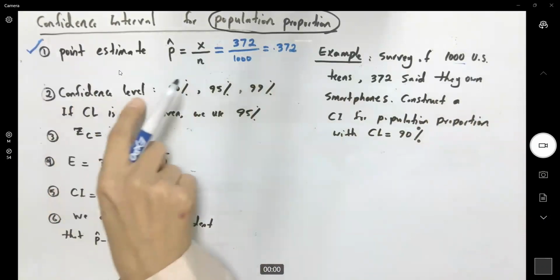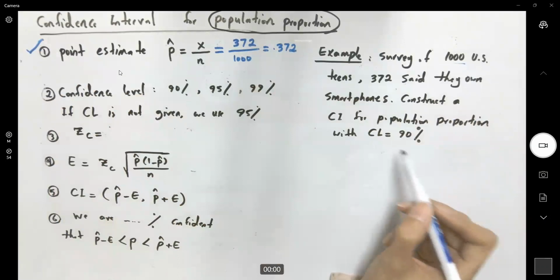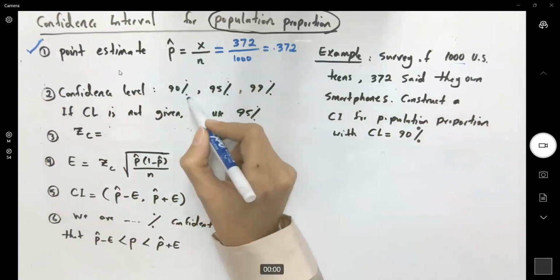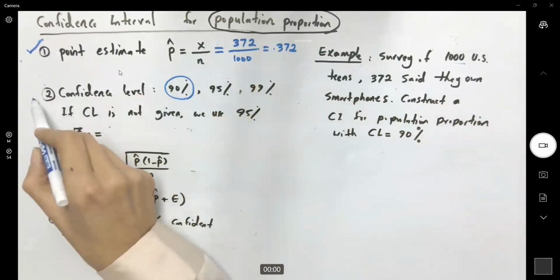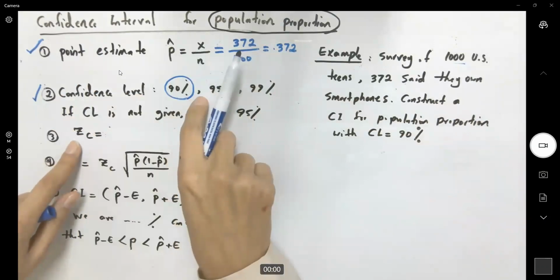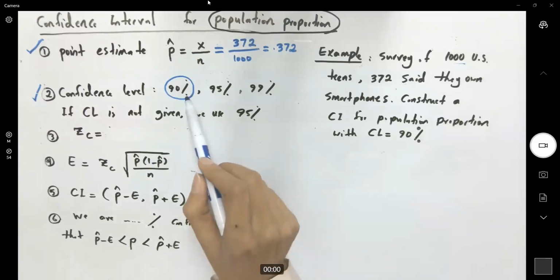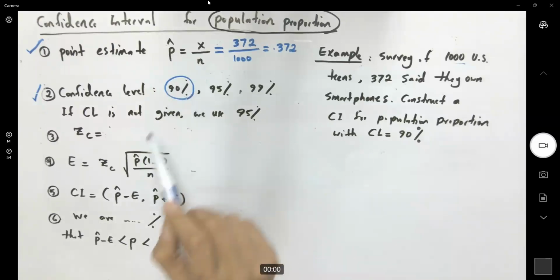What is the second step? Confidence level. In the question, it says I want you to form 90% confidence level. Okay, we know what the confidence level is, 90%. Now, what is the critical value associated to 90% confidence level? Very well. So as we know, the confidence level is 90%. To find the critical value, we can use our calculator.